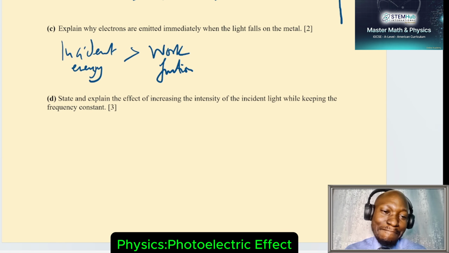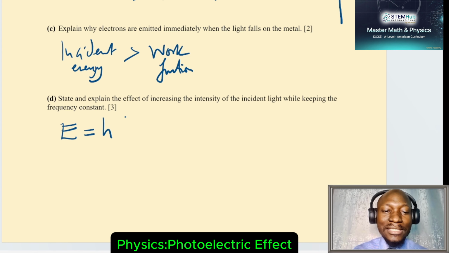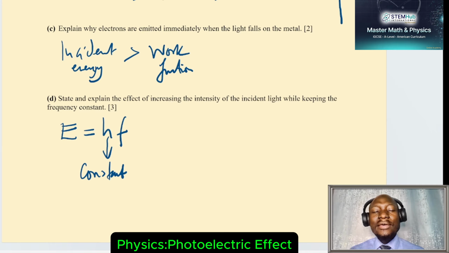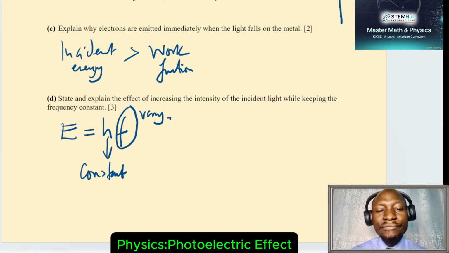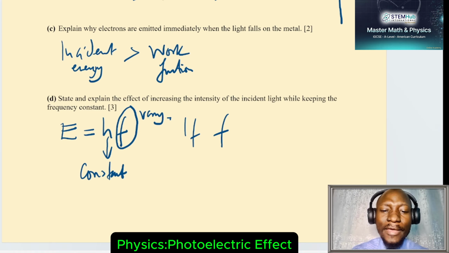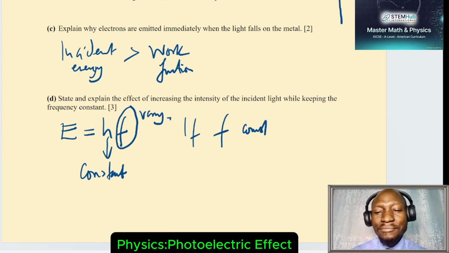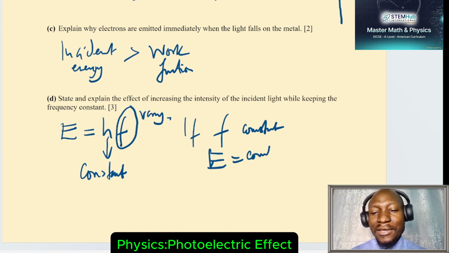Let's go to part D. State and explain the effect of increasing the intensity of the incident light while keeping the frequency constant. The energy of the incident photons is given by hf. h is a constant, meaning we only vary f. So if f is constant, it means E will also be constant. Therefore, there will be no change.